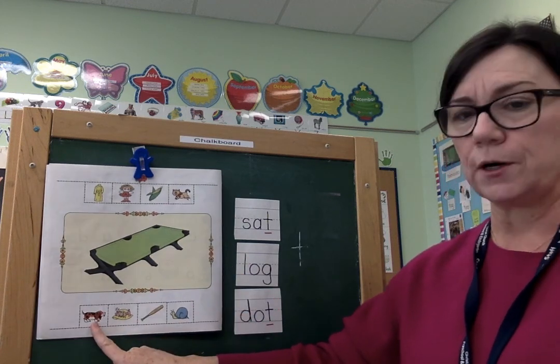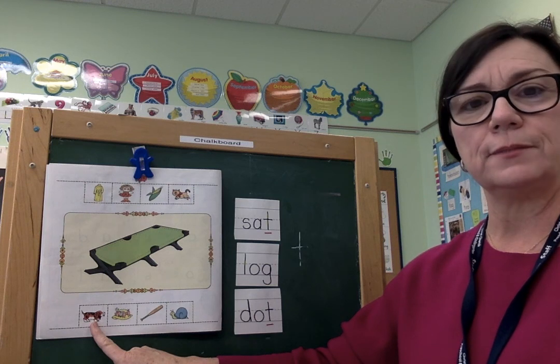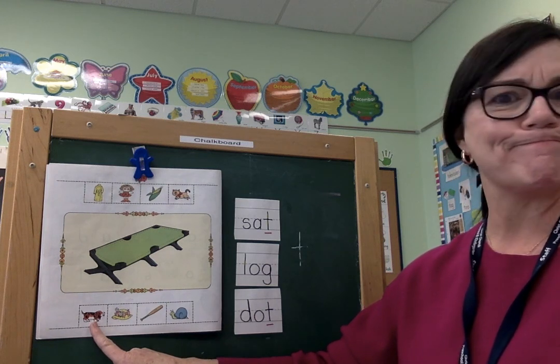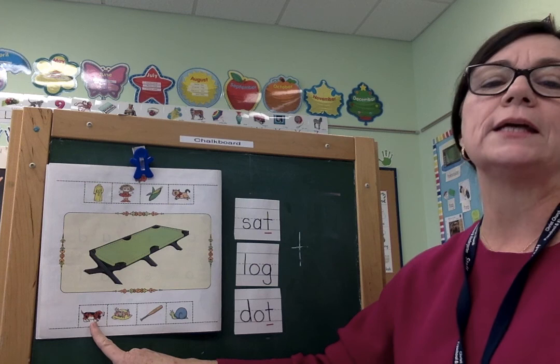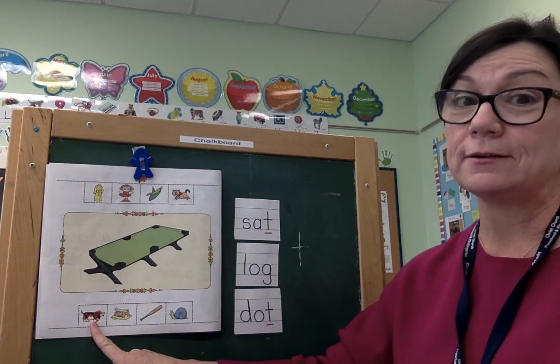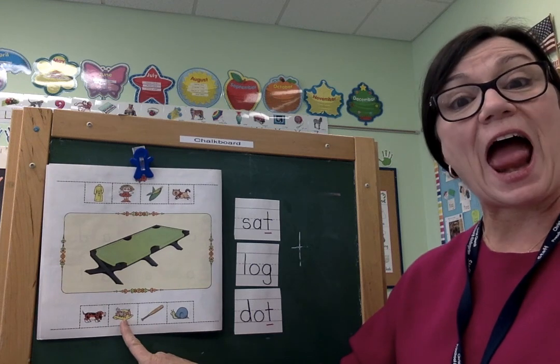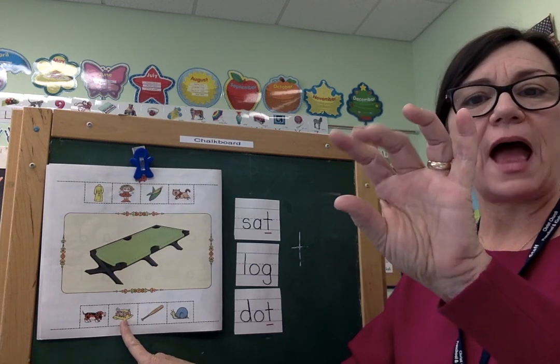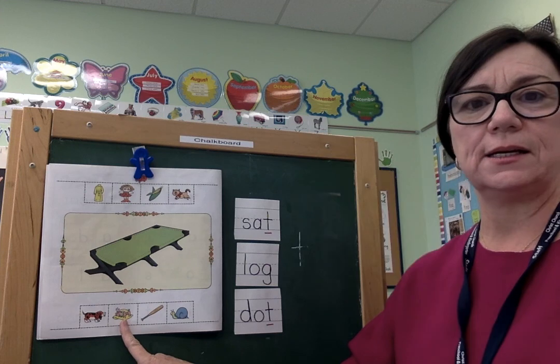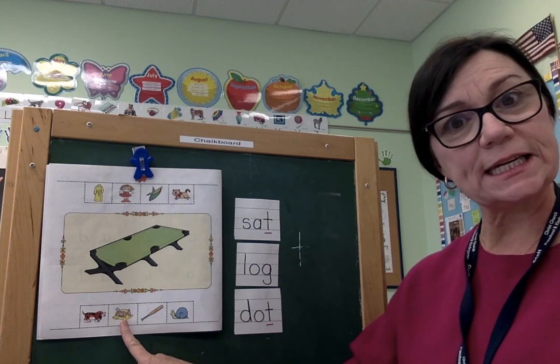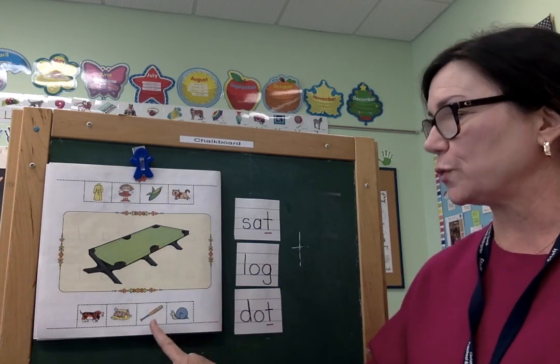All right, let's come down here. Dog. Does that end in T? Dog ends in G. That is not going on the cot. The dog is not going on the cot. Next one is hat. At. Hat. Does that end in T? Yes, it does. Goes on the cot.